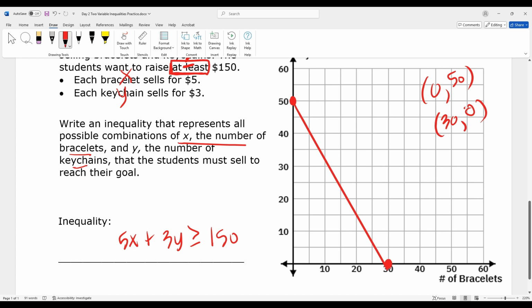Now, our line does need to be solid in the case of this. Since we're talking about our value needing to be greater than or equal to, we want to shade above.